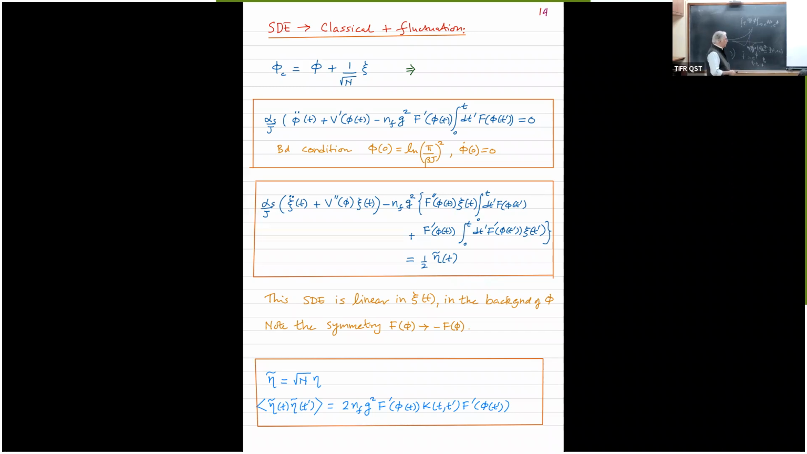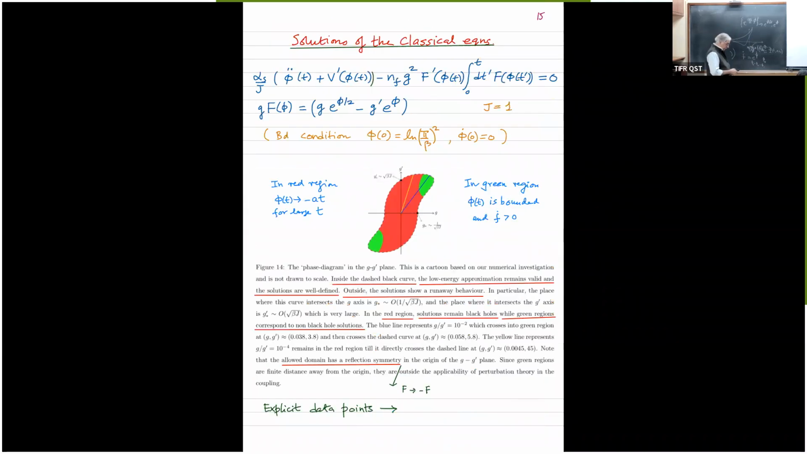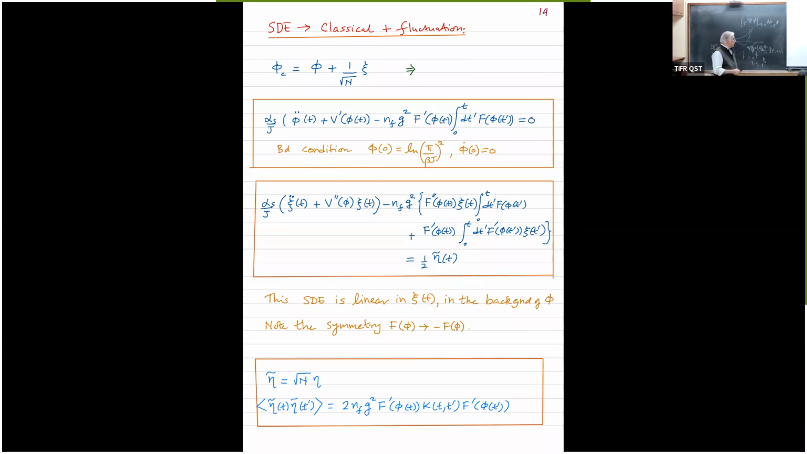All right. So what was zeta? The zeta was the noise. Yeah, zeta is the vacuum fluctuation. The fluctuations of this one.